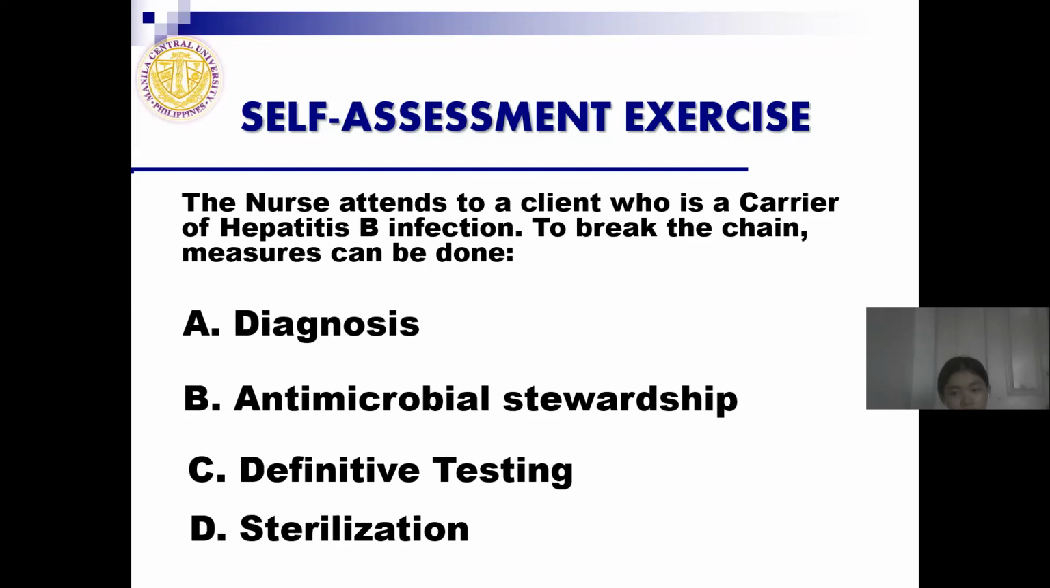Okay? So again, the nurse attends to a client who is a carrier of hepatitis B infection. To break the chain, measures can be done. A, diagnosis. B, antimicrobial stewardship. C, definitive testing. D, sterilization.